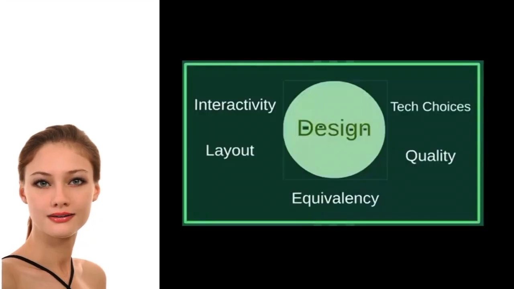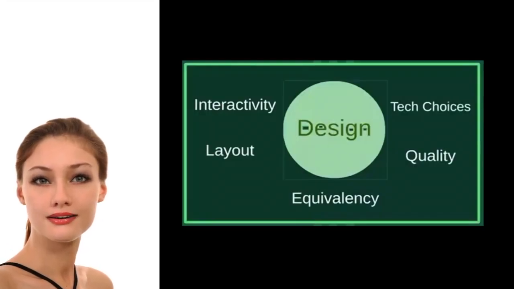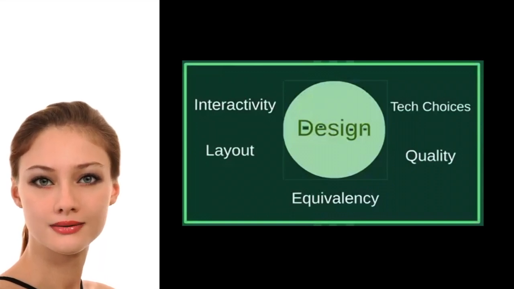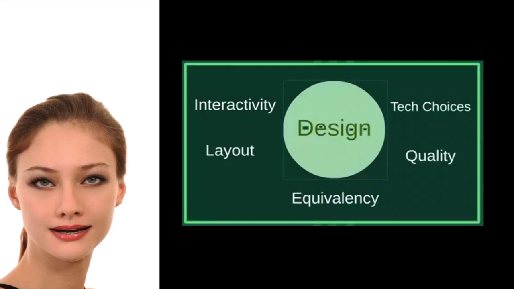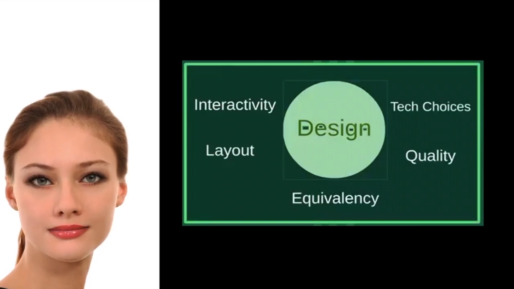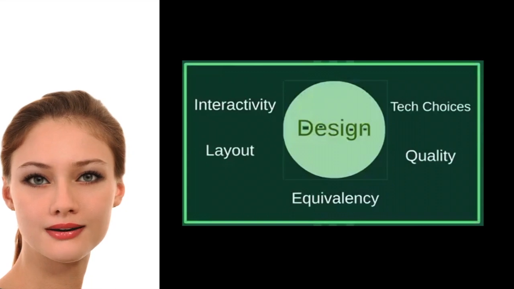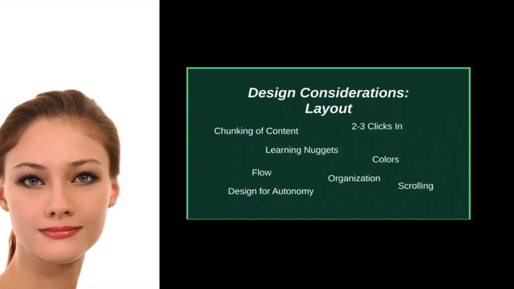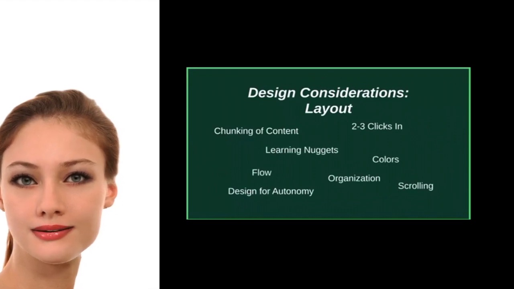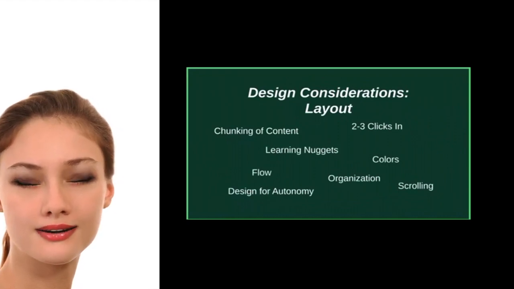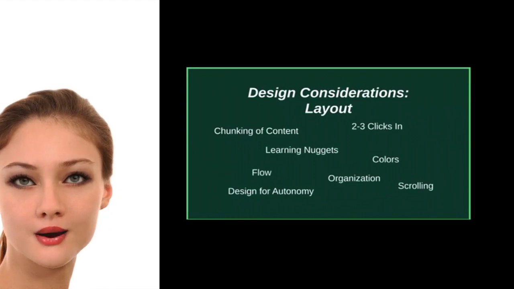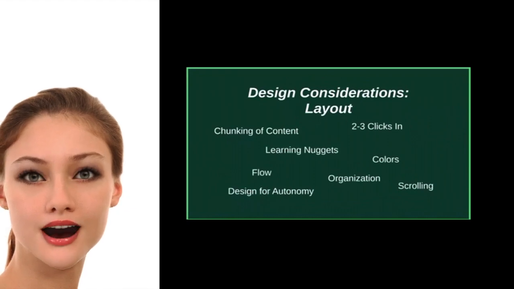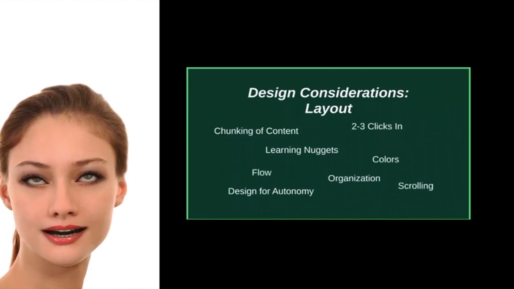Robin talked about the second phase, which is iterative design, and she said that it looks at the basic design, the layout, the technology choices, interactivity, and the quality of the content and equivalency to other learning opportunities. I want to get more specific about this because this is very important. During the layout phase of the second phase, the model considers the flow of the content, the colors of the design, and are there learning nuggets and chunking of the content, and is there an easy and efficient flow of information and experiences throughout the course.